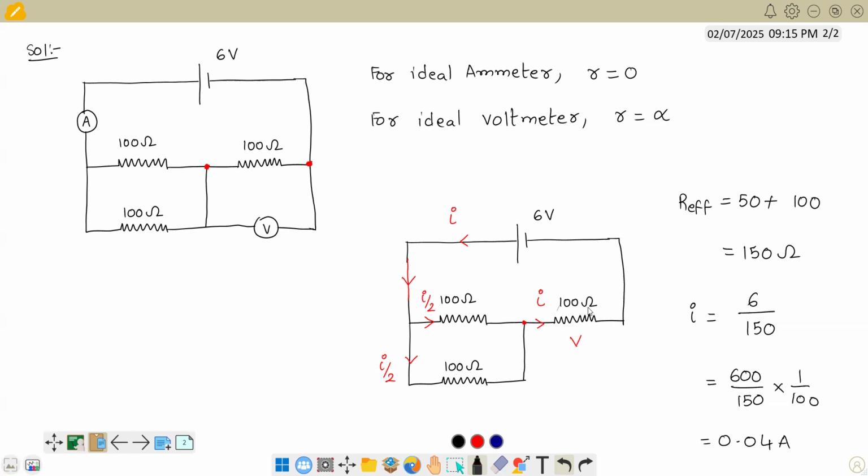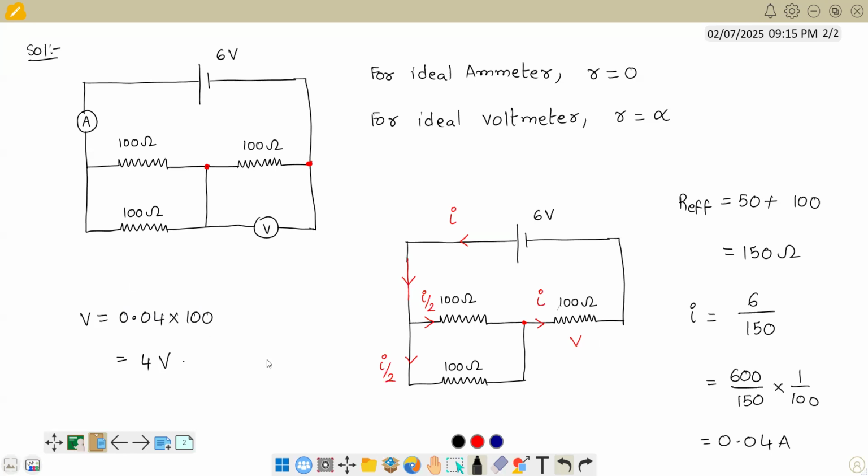I want potential difference V. We know V equals IR. So V equals the I value, 0.04, into the R value, 100. So you can directly write 0.04 into 100 would be 4 volt. So the reading in the voltmeter is 4 volt. The reading in the ammeter is 0.04.